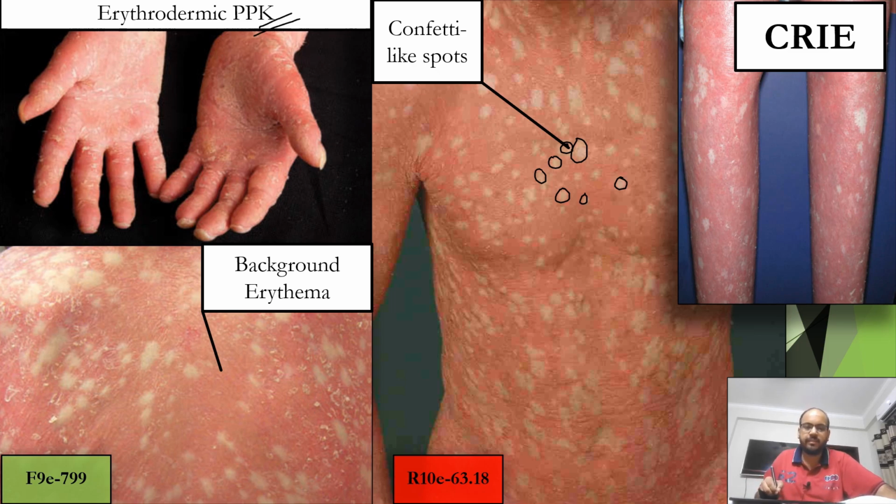I've told you that PPK is a feature in CRIE, and that is known as congenital reticular ichthyosiform erythroderma. I hope this has made clear. The picture is quite characteristic. Let's move forward.